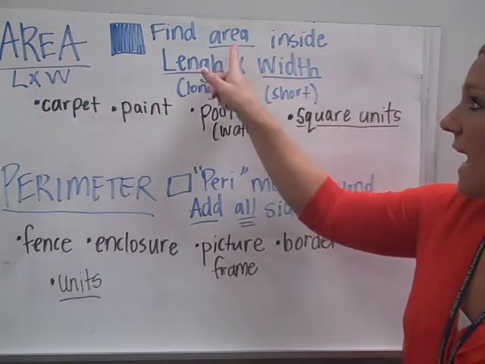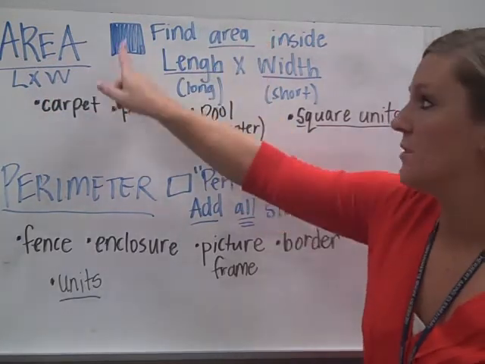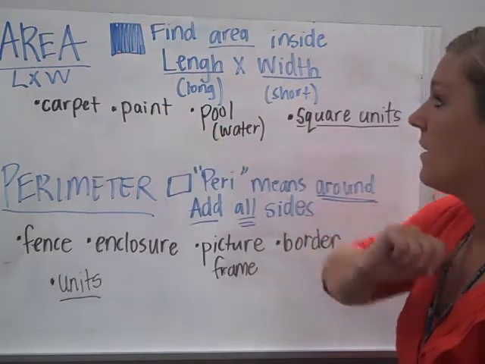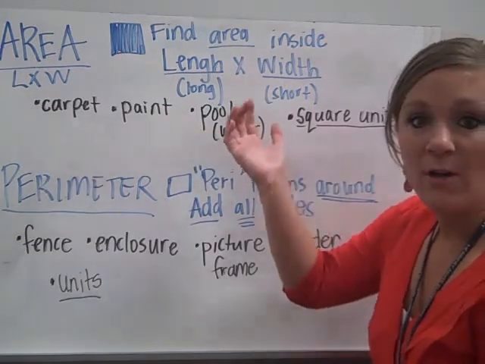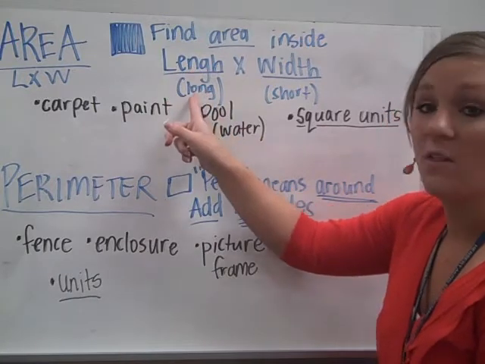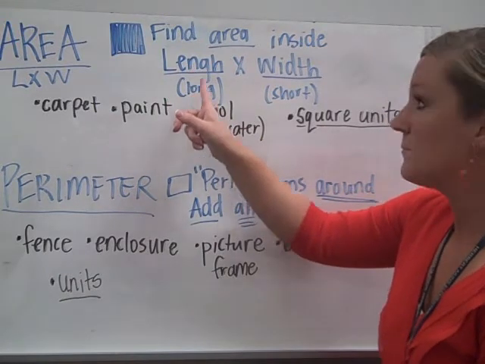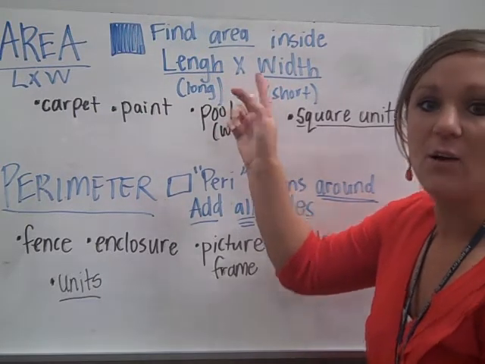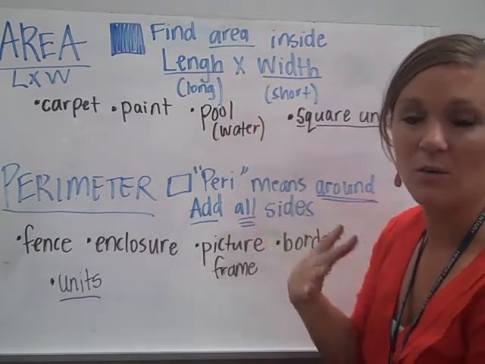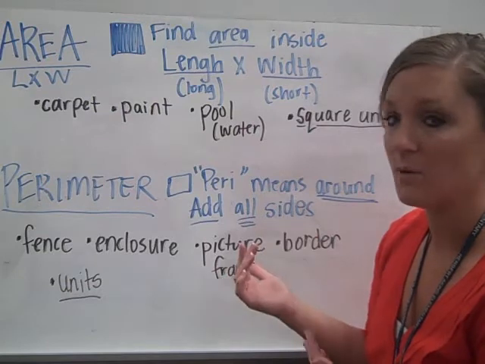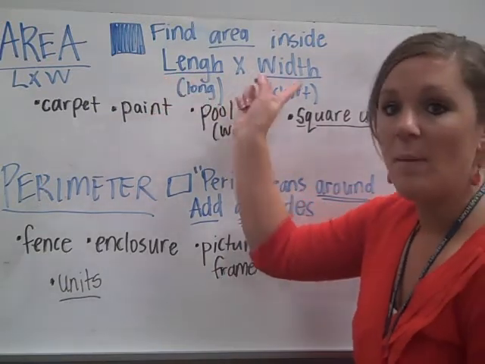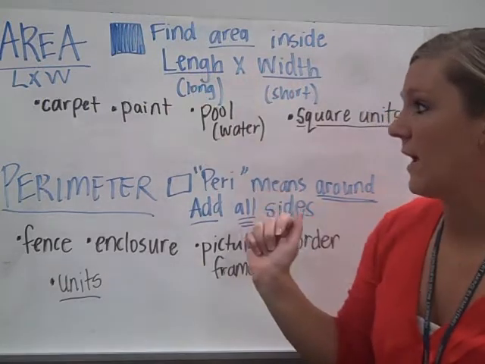We want to find the area inside of an object. So what I shaded in blue is what you're going to be finding. How we find it is by multiplying. We're going to multiply the length or the long side of the shape by the width or the short side. Now this is for a rectangle. Obviously if you have a square you're just going to multiply two sides because they will be equal. But in a rectangle you're going to multiply the long side by the short side to get your area.